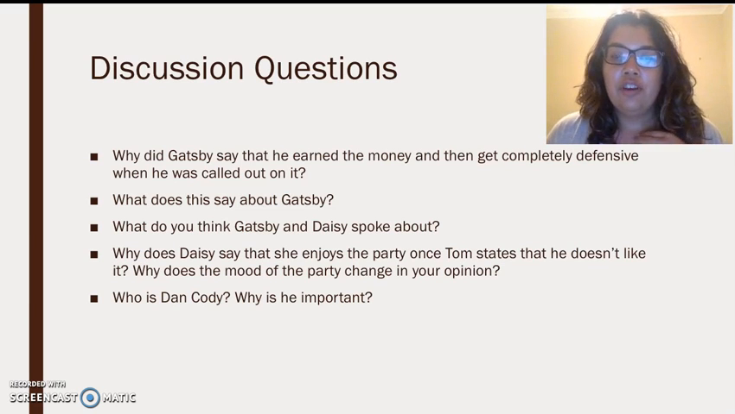They are a bit more focused on Gatsby and Daisy and their total interactions, but that's because these two chapters are really focused on them. It's more about Daisy in this one and her interactions with Gatsby and why Gatsby feels the way he does, things like that. We also are going to look at Dan Cody and why he is so important to Gatsby's story.